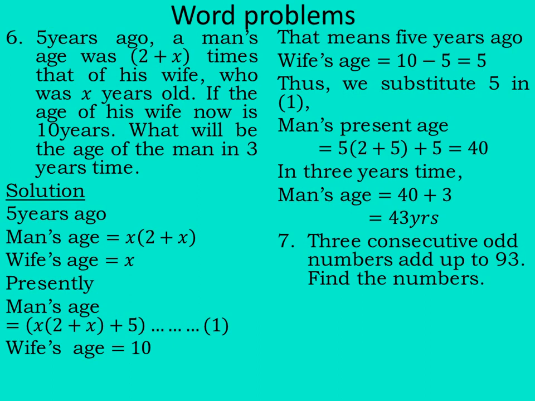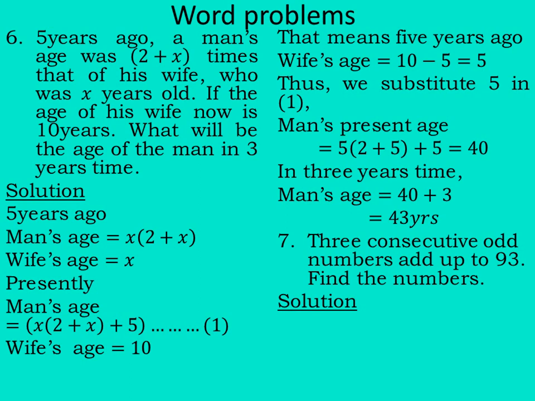The 7th question says 3 consecutive odd numbers add up to 93. Find the numbers. Here is the solution. You should note this is 3 consecutive odd numbers. So if the first number is 1, the second number must also be odd, which is 3. Something to note is that between 3 and 1, the difference is 2. That is, 3 minus 1 is equal to 2.